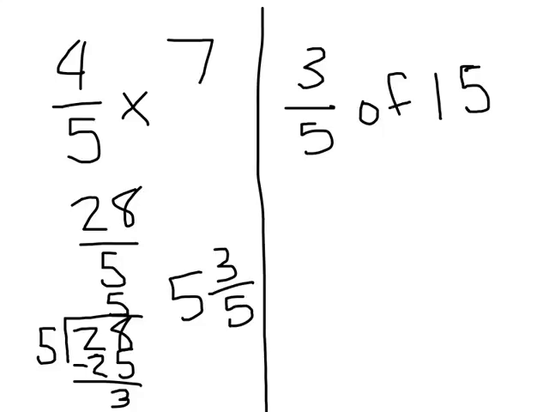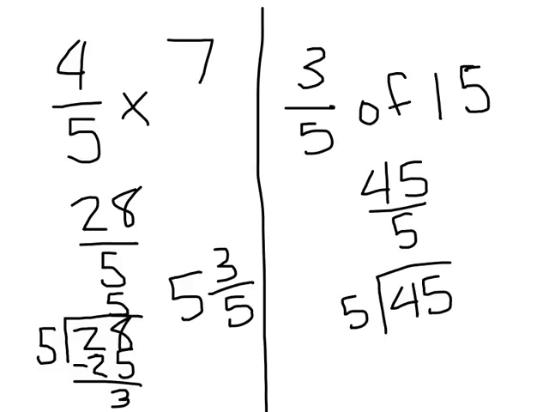Let's look at another problem, 3/5 of 15. Remember, when I find a fraction of a number, I multiply. So what's 3/5 times 15? Well, 3 times 15 is 45, and the denominator stays 5. Now I can divide to change it into a whole number or mixed number. 45 divided by 5 is 9. So 3/5 of 15 is 9.